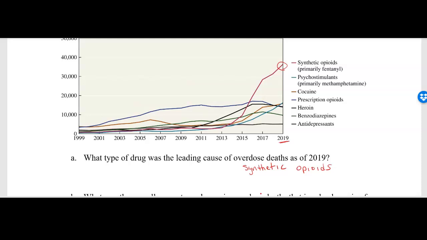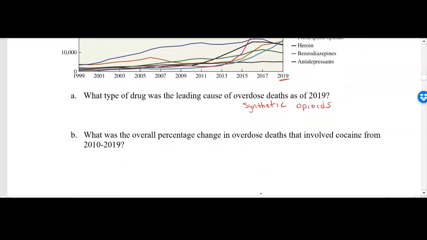Now, the next question is going to take a little more work. That was our easy question. We're going to slide around a little bit because I've got to go up and back to the chart. What was the overall percentage change in overdose deaths that involved cocaine from 2010 to 2019? Now, again, it's talking about percent change.